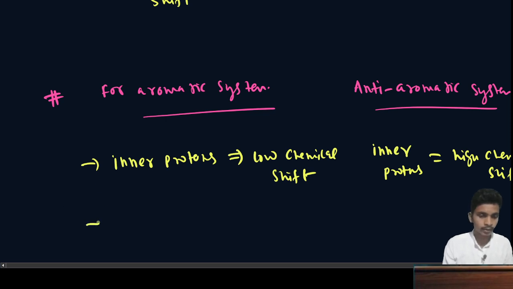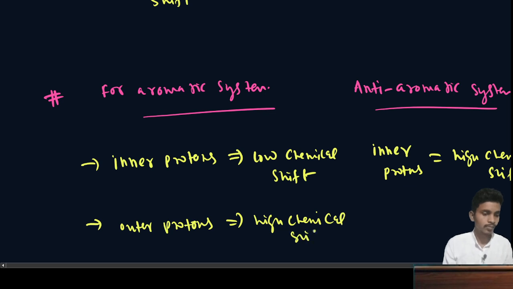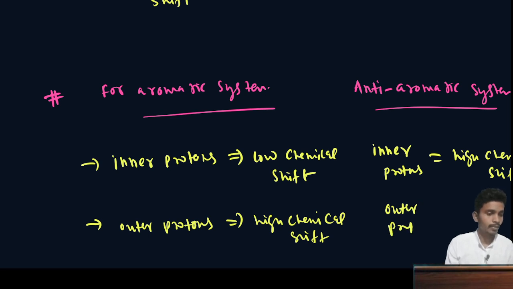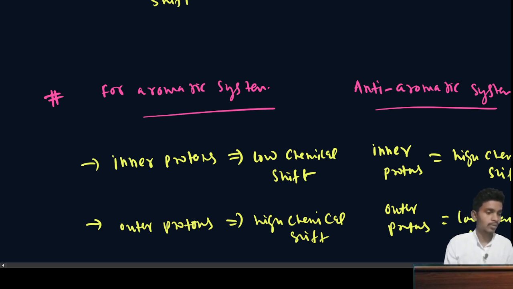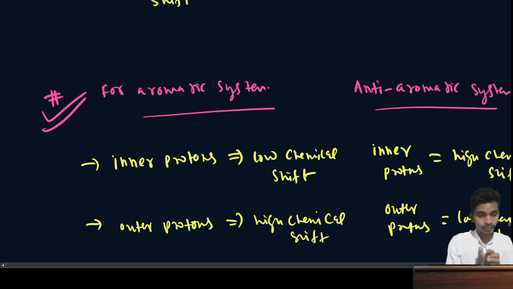And next is outer protons. Here they have a high chemical shift, but for anti-aromatic systems, outer protons have a low chemical shift. So just remember that the anti-aromatic system is just the opposite of the aromatic system. So this is the effect of anisotropic effects for aromatic and anti-aromatic.